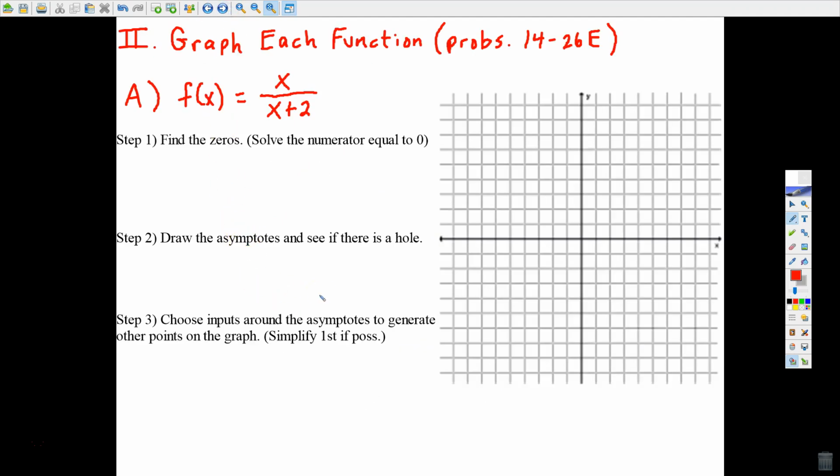Okay, so let's apply what we've learned. Let's do this graph. A lot of what we did last night is going to come into play again. We start by finding the zero, and we take the numerator, make it equal 0. That was pretty easy. X equals 0. We know our graph has to pass through the origin. Let's go down to step number 2. Let's find any asymptotes. We'll start with the vertical asymptote. So do I have a vertical asymptote? What is it? X equals -2. It's all right. -2 causes 0 in the denominator, so let's draw that vertical line.